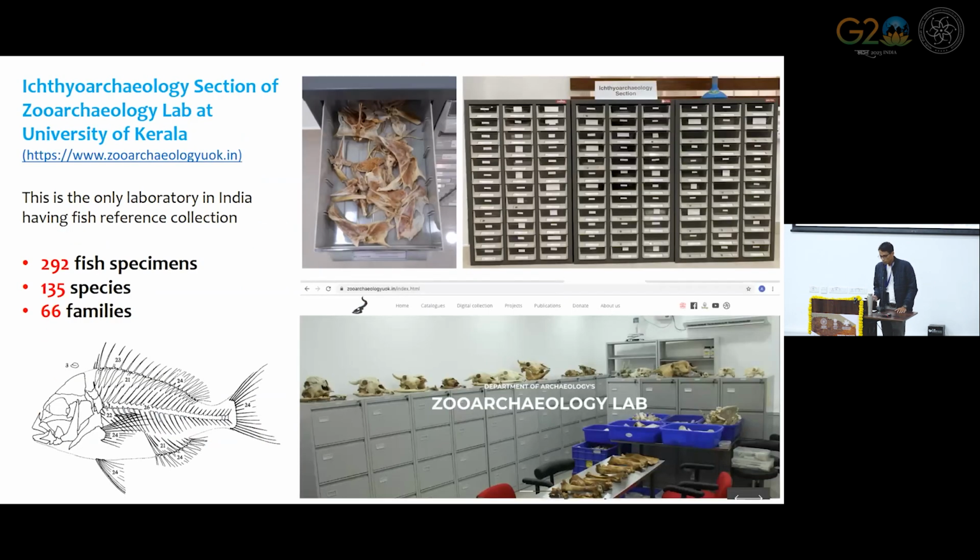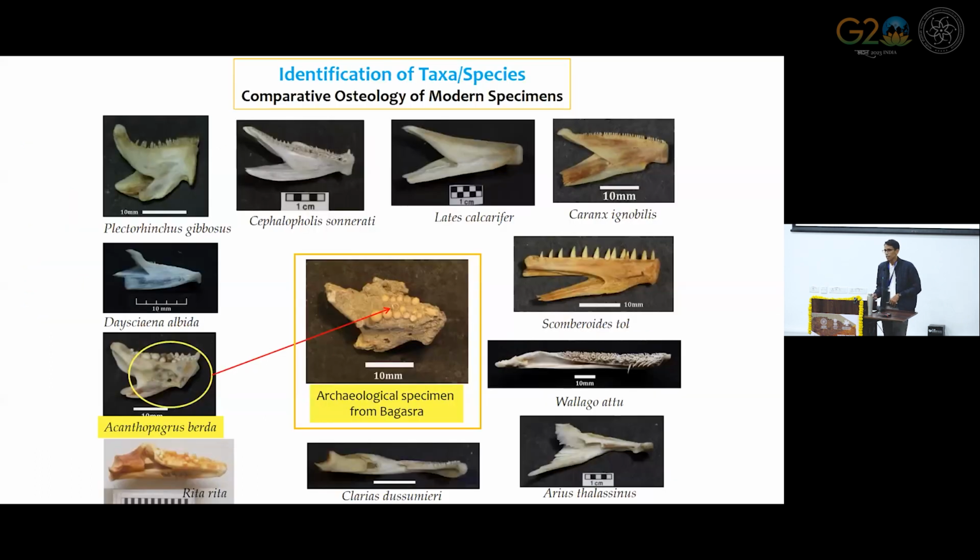And this kind of study is possible because of the availability of a reference collection, which is recently set up at the University of Kerala. This collection is quite comprehensive. It has nearly 300 fish specimens, with a very good coverage of species and different families. That is how we can identify the fish remains to species level, or at least up to genus level.